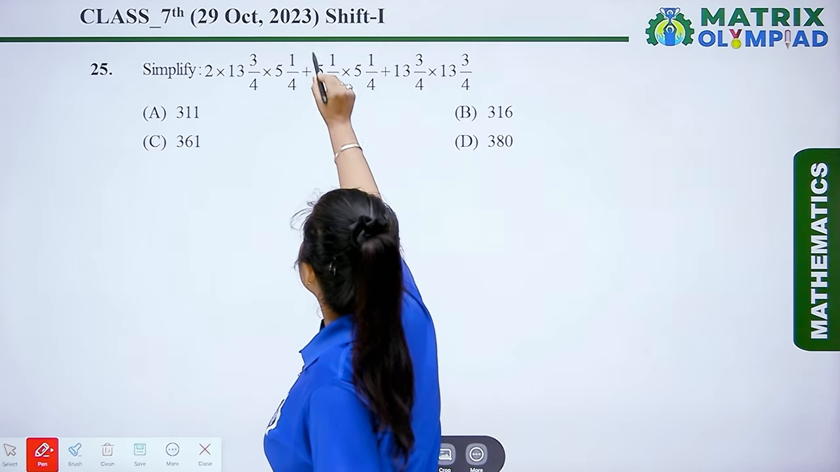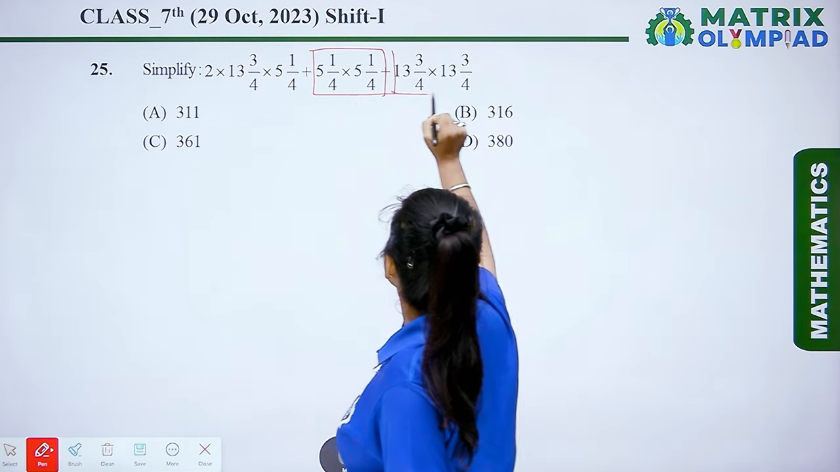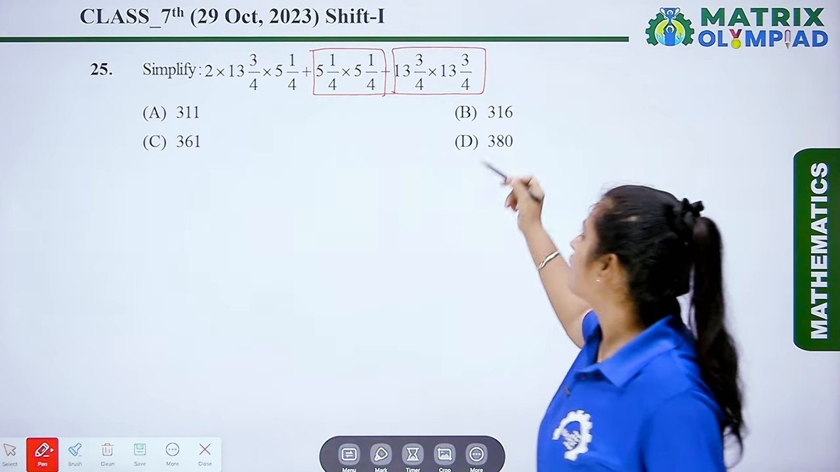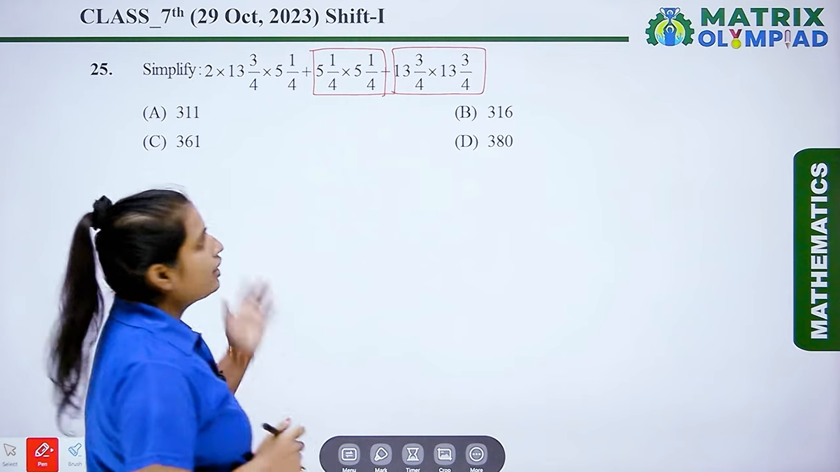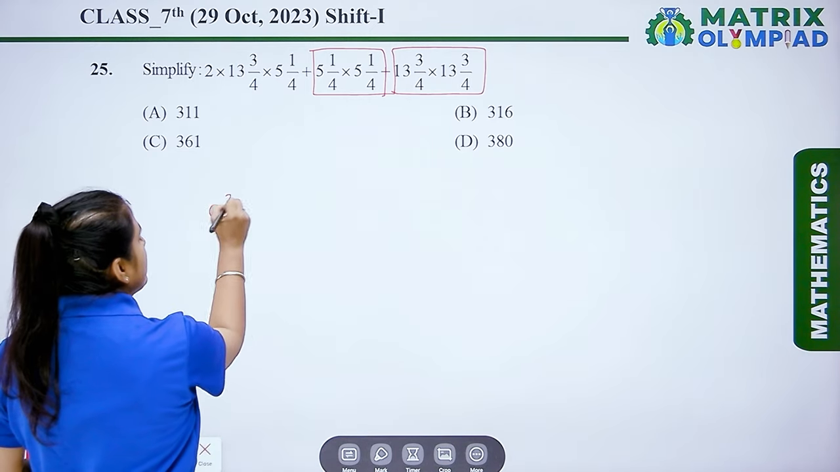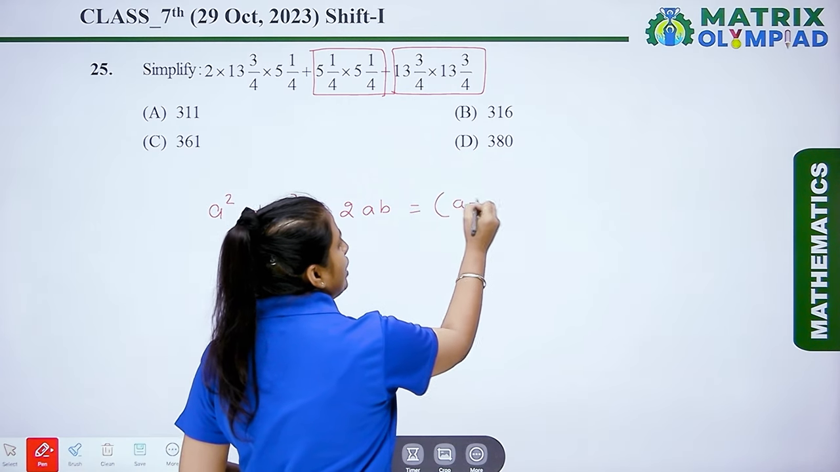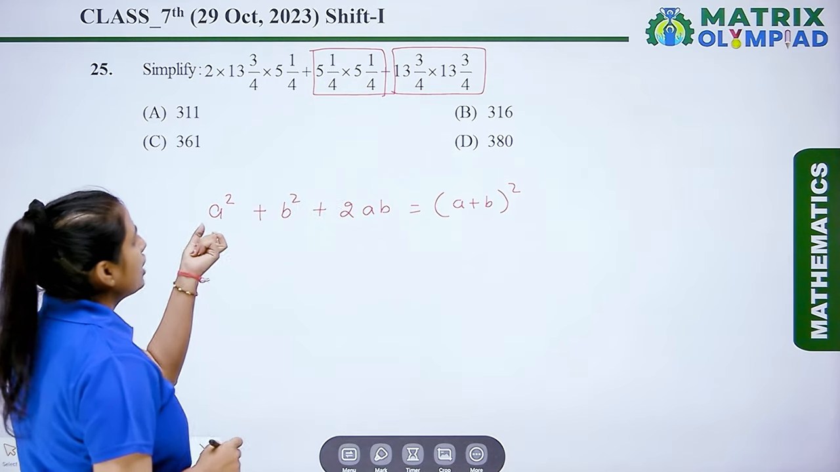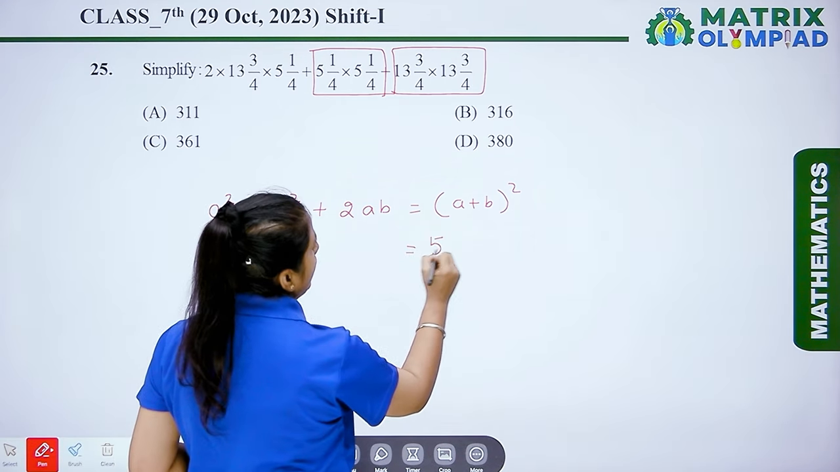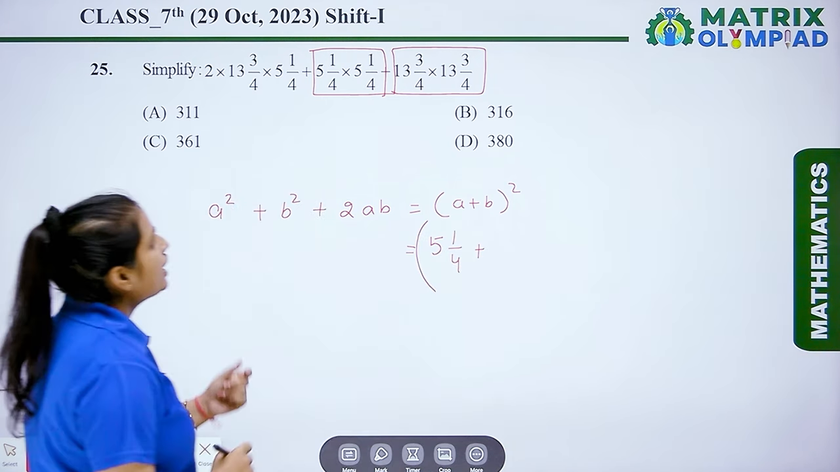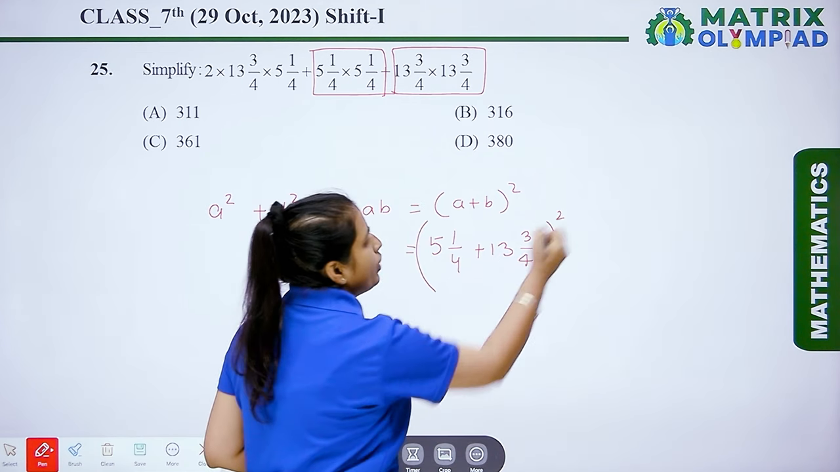So we can see that here 5, 1 upon 4 and 5, 1 upon 4 are in repetition form, and the next one is 13, 3 by 4 multiplied by 13, 3 by 4, and here it is 2 multiplied by 13, 3 upon 4 multiplied by 5, 1 upon 4. So here we can use the property a square plus b square plus 2ab is equal to a plus b whole square. So here in place of a, we can write 5, 1 upon 4, plus b is 13, 3 upon 4, whole square.